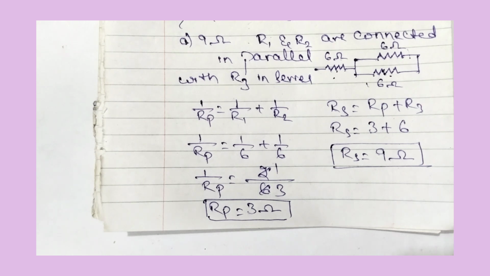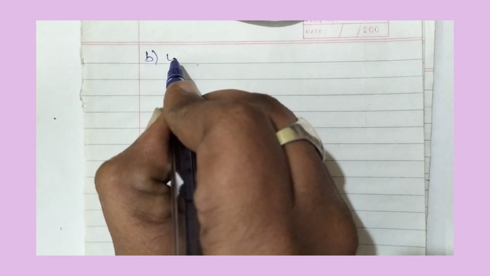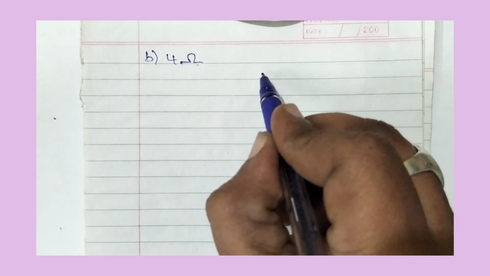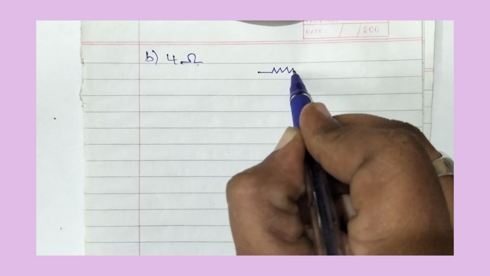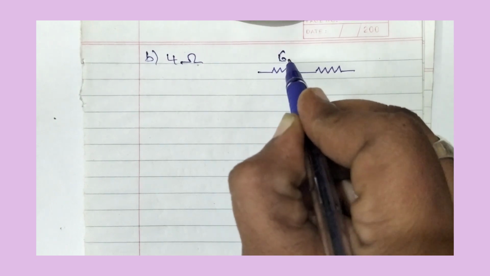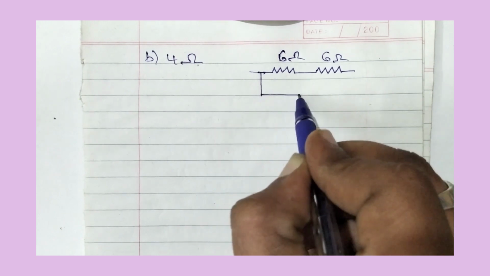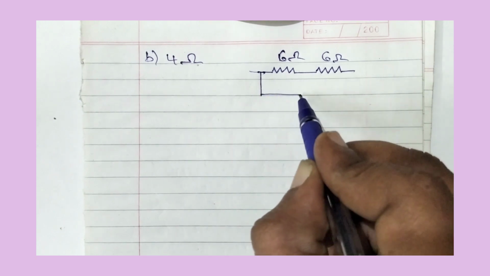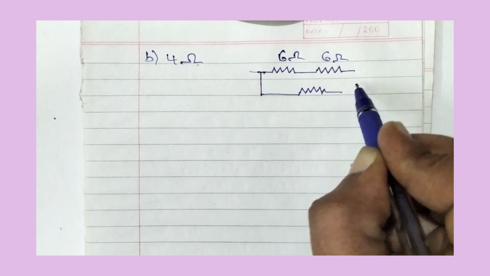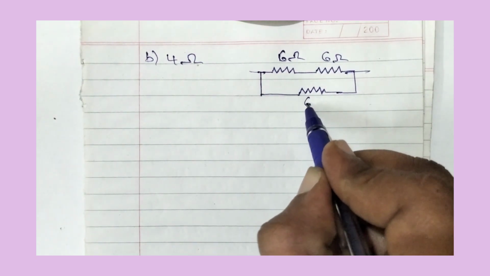There is one more question, in which we have to get 4 ohm resistance. So let us see how to connect them. In the second question, to get 4 ohm resistance, let us connect. So this is R1, this is R2. Both are 6 ohm. So these two are connected in series, with another 6 ohm resistor in parallel. So like this we have to connect it.